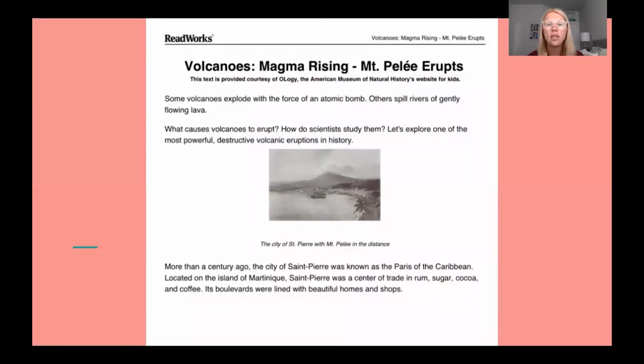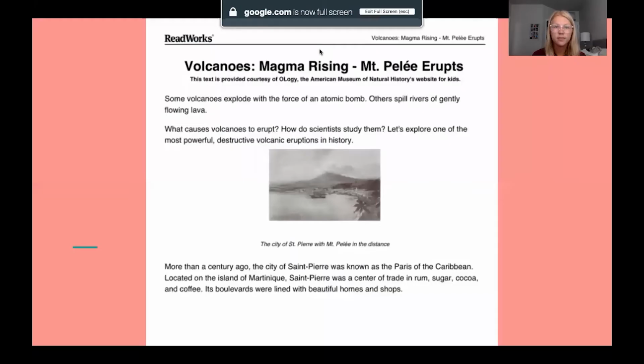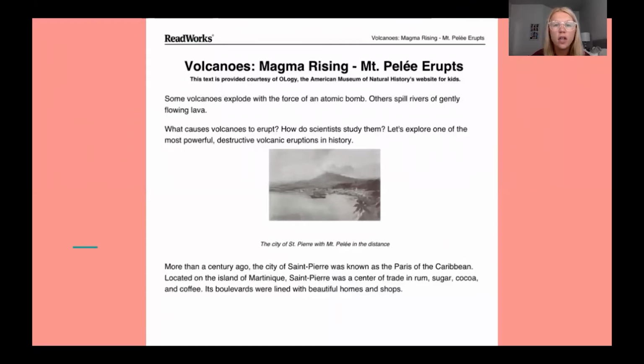Okay, so the name of our article is Volcanoes, Magma Rising: Mount Pelée Erupts. So what you guys can do right now is write that inside of the middle bubble of your web organizer. The text is provided courtesy of ALOUD, the American Museum of Natural History's website for children. Now we will begin reading our article.